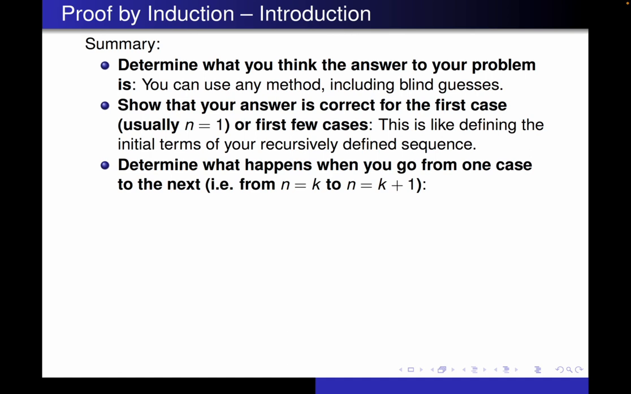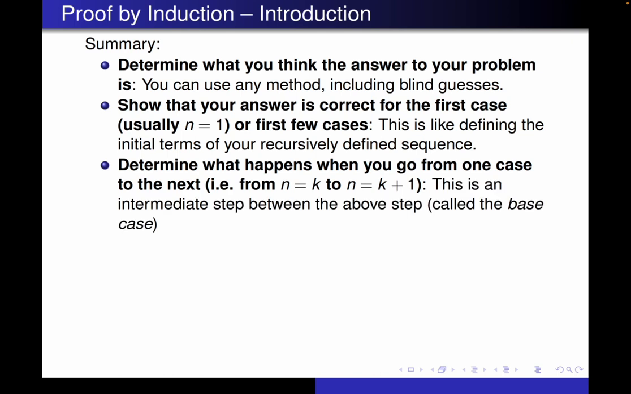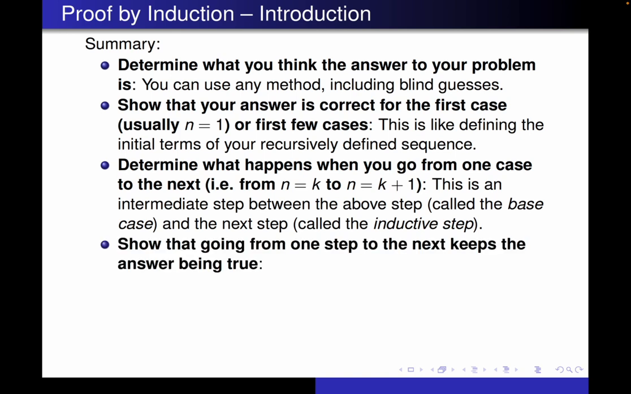Now you've got to figure out what happens process-wise when you go from one case to the next. In other words, if you understand n equals k, how do you get from that result to the result for n equals k plus 1? I think of this as an intermediate step between the step we just did by checking the first few cases, which is called the base case, and the step that's going to be right after this one, which is called the inductive step.